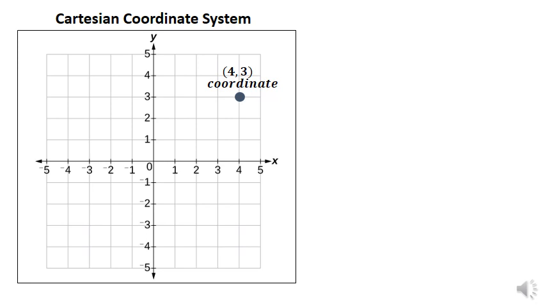The first number in the coordinate is called the abscissa, and the last number is called the ordinate. The intersection between the x and the y axis, or the intersection of our axes, is called the origin.